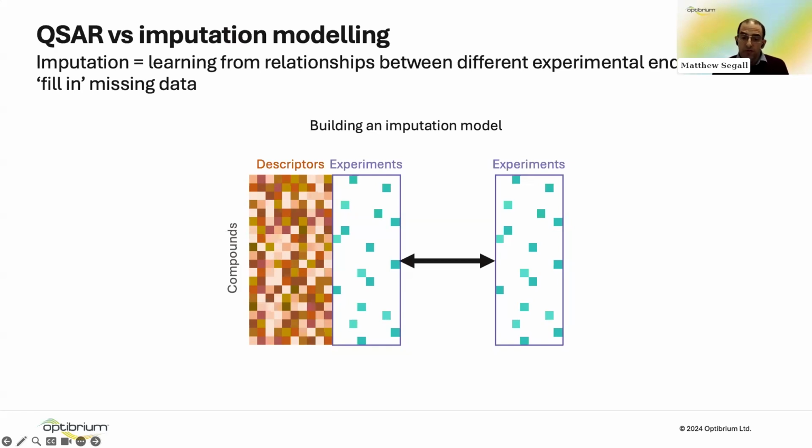And the green squares here represent the measurements that have actually been made. But as I just described, most of that matrix is empty. It's white space because we can't measure all of the data for all of the compounds. But an imputation model learns about not only the relationships between the structural descriptors and those different experimental endpoints, but between the experimental endpoints themselves to understand those key relationships.